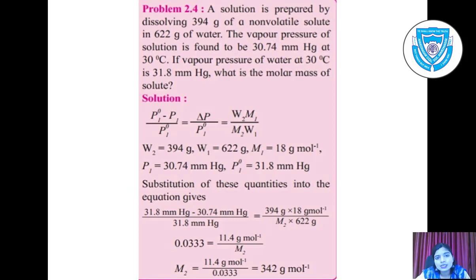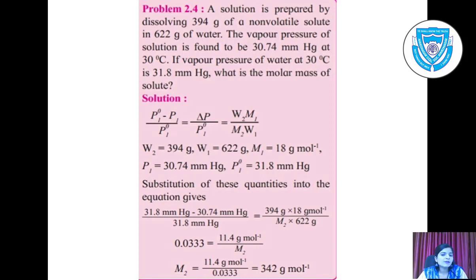Now one problem we'll see from your textbook. A solution is prepared by dissolving 394 gram of a non-volatile solute in 622 gram of water. The vapor pressure of the solution is found to be 30.74 mmHg at 30 degrees Celsius. If the vapor pressure of water at 30 degrees Celsius is 31.8 mmHg, what is the molar mass of the solute?